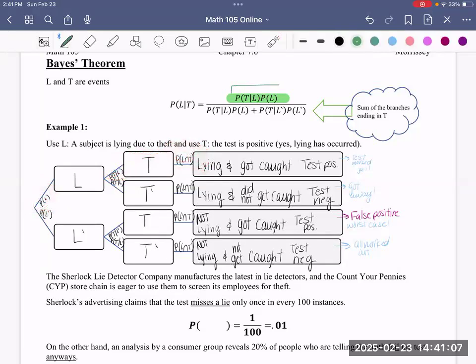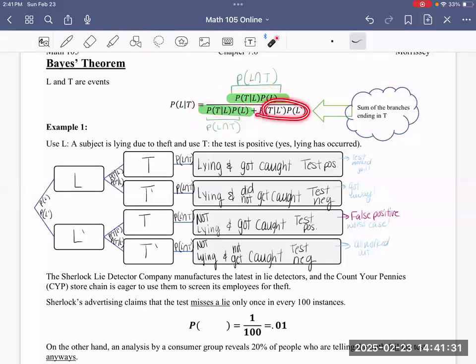So this portion here is just the probability that somebody lied and then got caught. That is the two probabilities being multiplied together. That is right here, and we see that again down below. The probability that you lied and got tested positive, so you got caught. Those are the exact same.